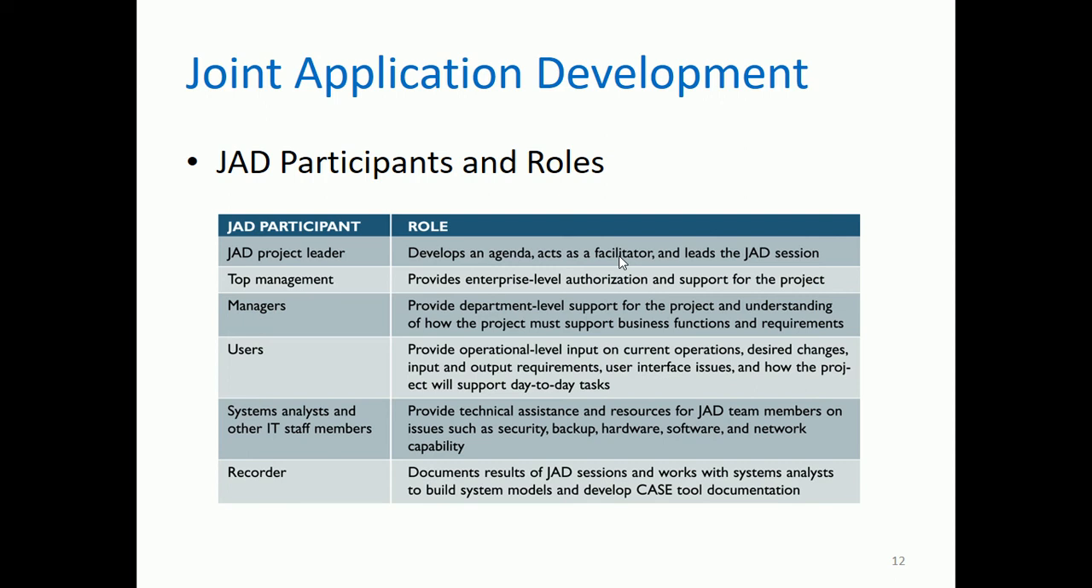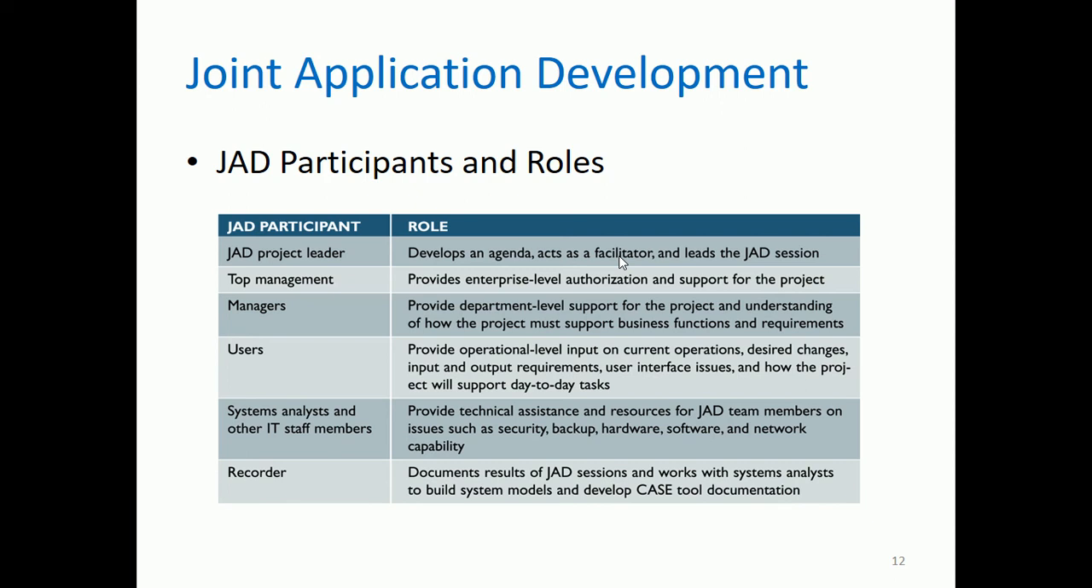One of the key participants is also the top management. They provide enterprise-level authorization and support for the project. Of course, they are the ones who are going to approve or deny the continuity of the project, and they support the project because they have the financial resources. Next, we have the managers, who provide department-level support for the project and an understanding of how the project must support business functions and requirements. Since managers are also knowledgeable of the business processes happening in a certain office or in a certain part of the company, they are also needed.